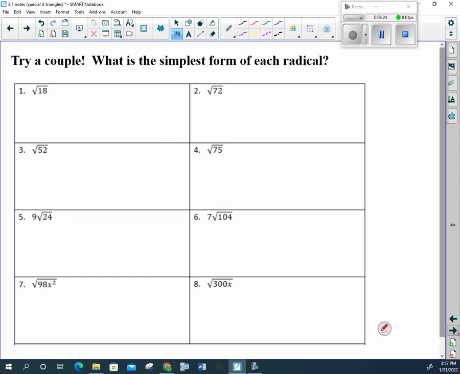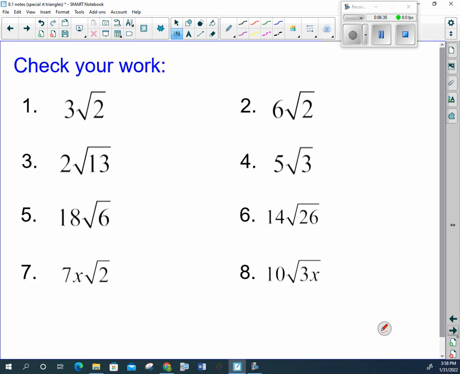Okay, so here's a list of these. You can type them in your calculator or you can work them out. I'm just going to put the next slide right here, which will show you the answers so you can see if you did them right. So here's the answers.